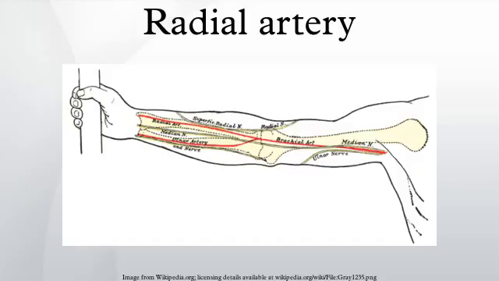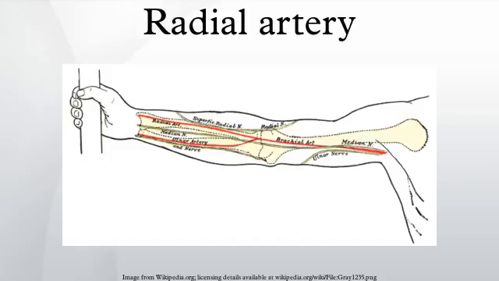Branches: the named branches of the radial artery may be divided into three groups, corresponding with the three regions in which the vessel is situated. In the forearm: radial recurrent artery arises just after the radial artery comes off the brachial artery. It travels superiorly to anastomose with the radial collateral artery around the elbow joint.